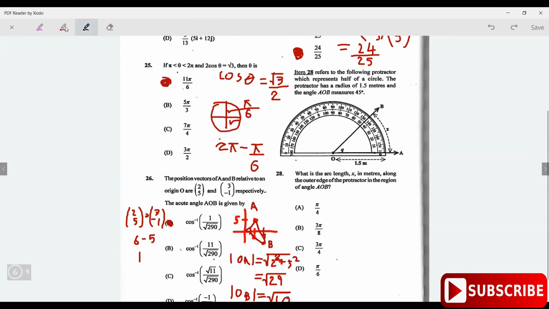And let's look at theta. Theta is the angle, and notice that the angle right here is 45. 45 is actually pi by 4. And so that means that x is equal to r, the radius of 1.5. 1.5 can be written as 3 over 2. So it's 3 over 2 multiplied by theta, and theta is pi by 4. And so x works out to be equal to 3 pi by 8. Easy question.